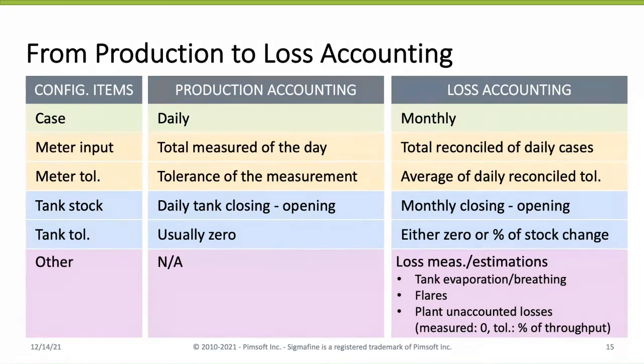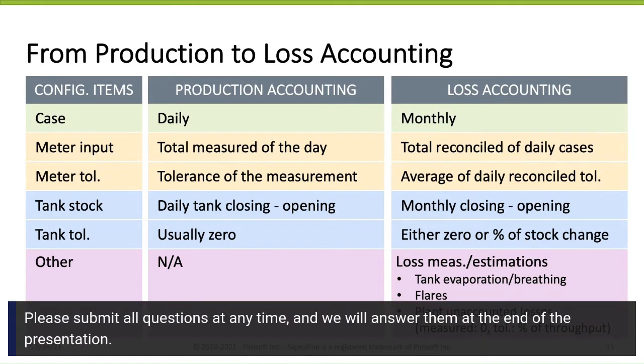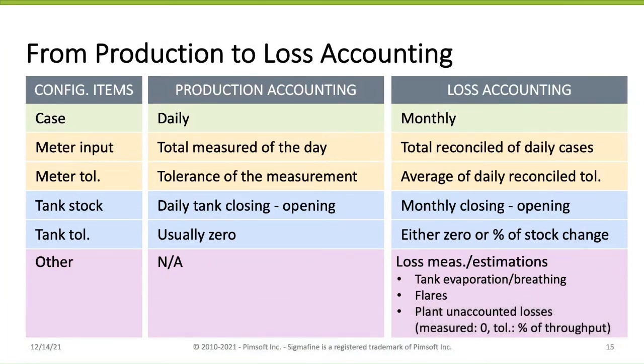The tank tolerance is typically 0 for the production accounting because in many cases, tank quantities are considered fiscal quantities. For loss accounting, this is not always true or is not mandatory anymore. So you could consider this either 0 or consider it as part of your loss or gain effect, and so put it as a percentage of the stock change.